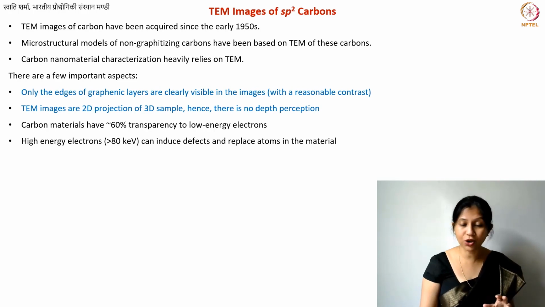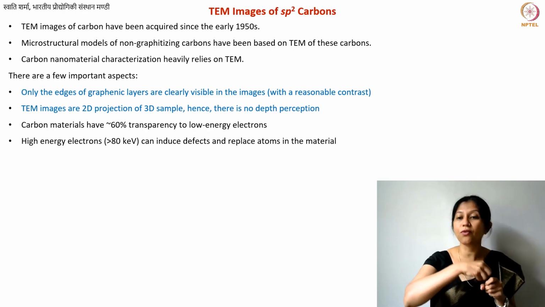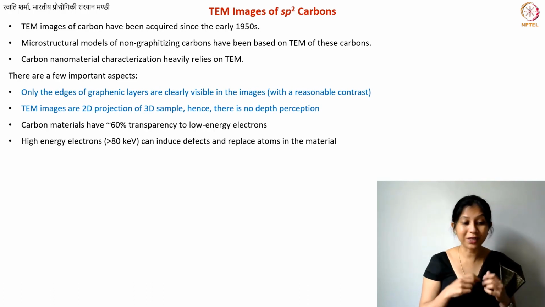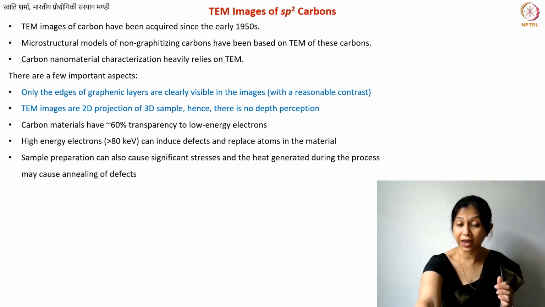So if you want to image carbon samples, in principle, you should image them only below 80, because 80 kilo electron volts, not exactly 80, but slightly above 80, is the energy that is required to remove one carbon atom from your 6-membered rings, which basically means that above 80 kilovolts you can potentially induce defects while imaging. So this is another aspect that we need to be careful about.